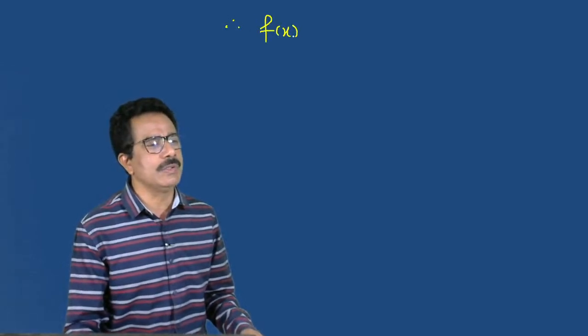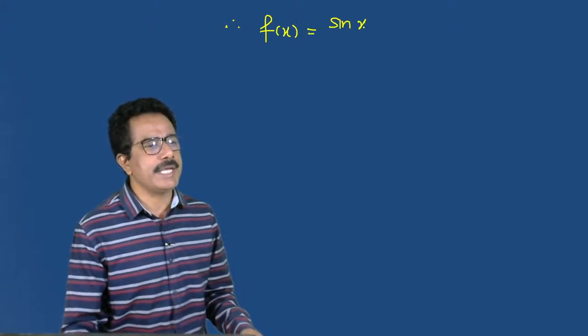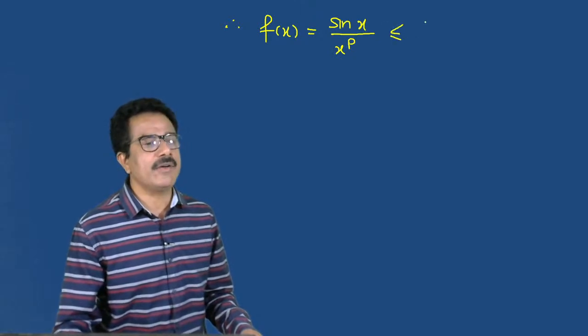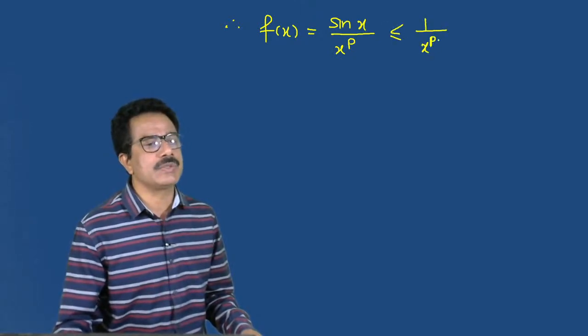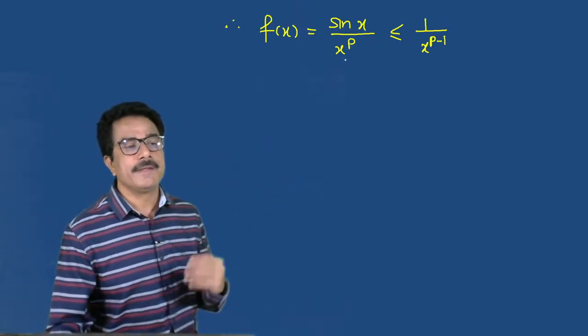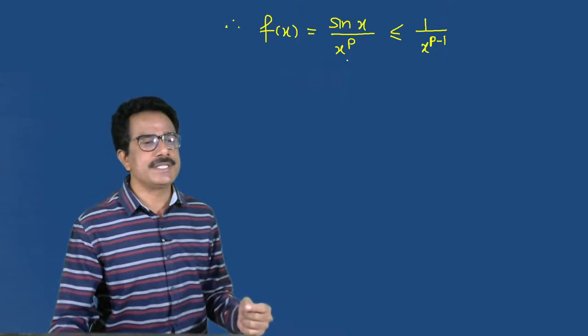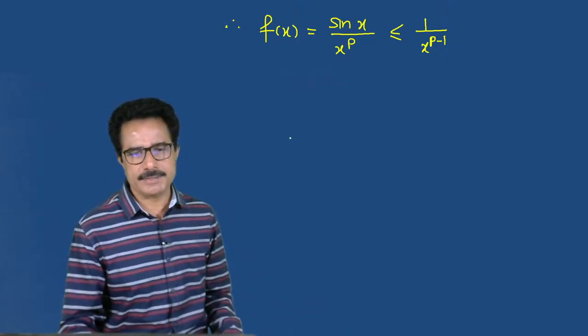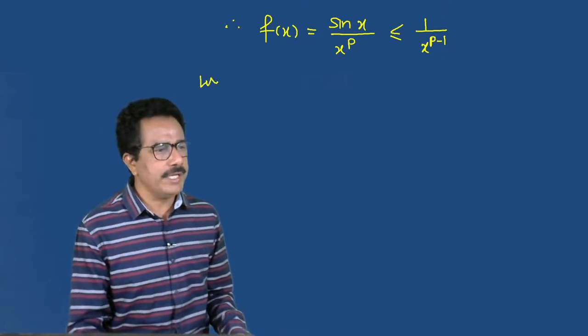So we can write, आता इथं लिहितो मी, therefore we can write this as f of x equals sin x divided by x raised to p, which is less than or equal to 1 upon x raised to p minus 1, because sin x divided by x is less than 1, so we can write this.